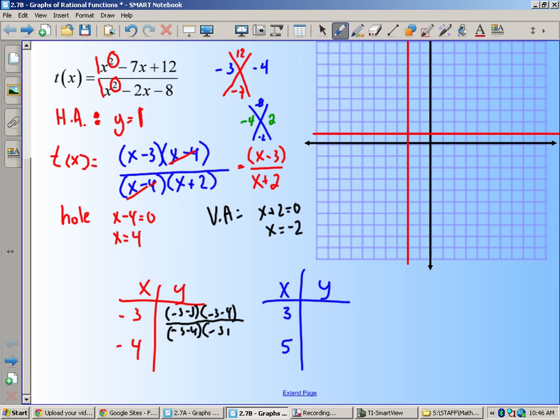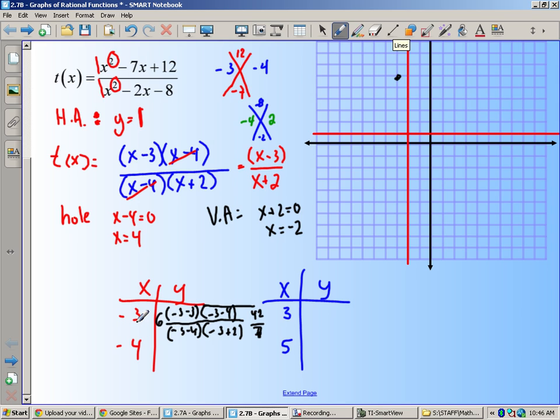I wrote out the work there. So it looks like I'm going to get -6 times -7 on top, which would be positive 42. And then on the bottom, I'm going to get -7 times -1, which is positive 7. So 42 divided by 7 means that the value I get at -3 would be positive 6. So 1, 2, 3, 4, 5, somewhere up here. I'm guessing the graph is going to go like this, but we'll find out when we put in -4 to see what happens for this graph.